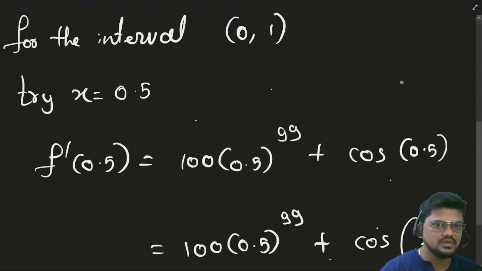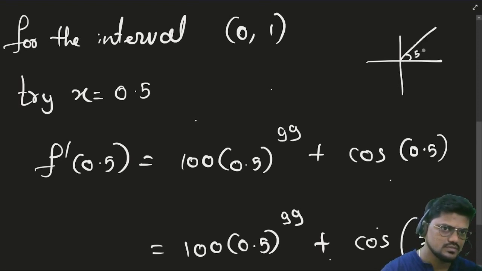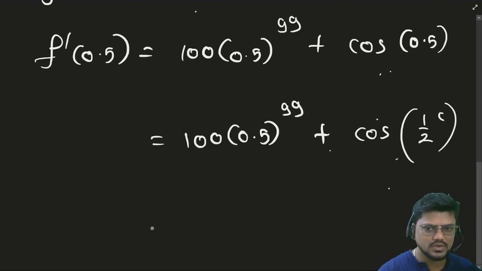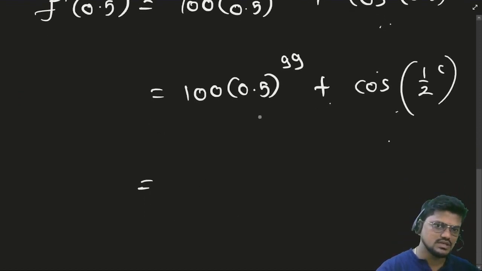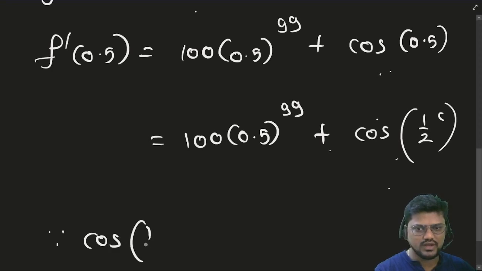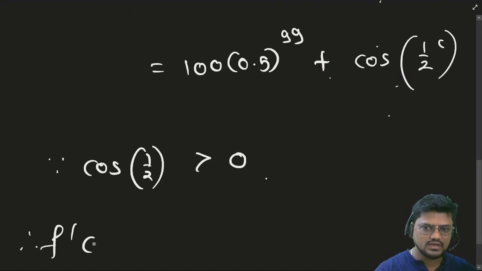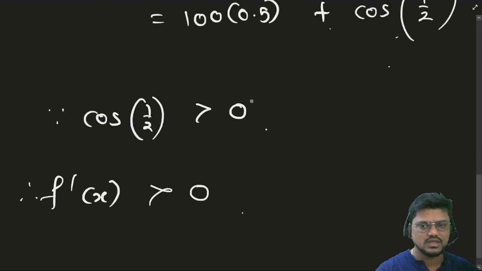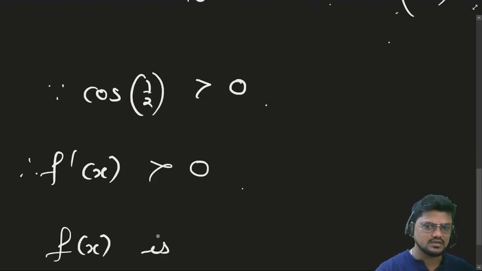Now, half radian comes in which quadrant? See, 1 radian is around 57 degrees, right? So half radian will be in the first quadrant only, so cos will always be positive. So this and this both are positive, so the whole value will be greater than 0. Since cos of half radian is always greater than 0, therefore f dash of x will always be greater than 0. Therefore, f of x is increasing in the interval.